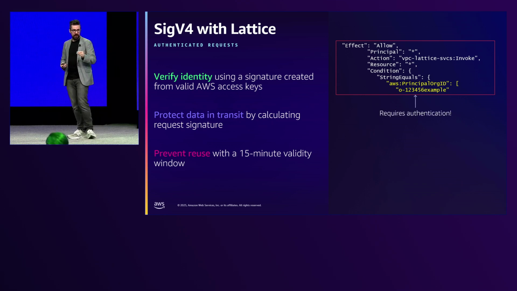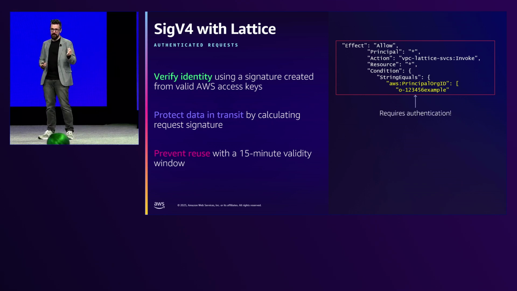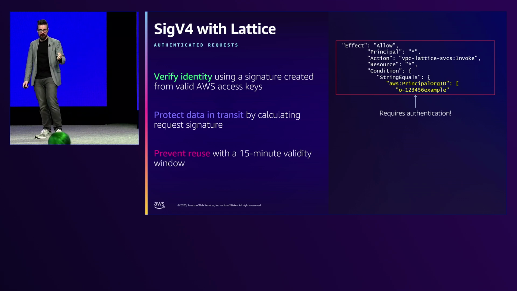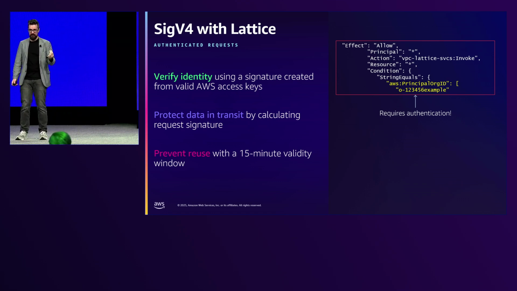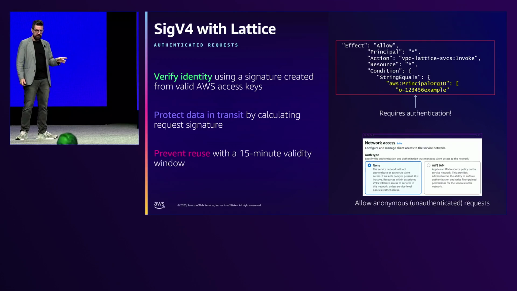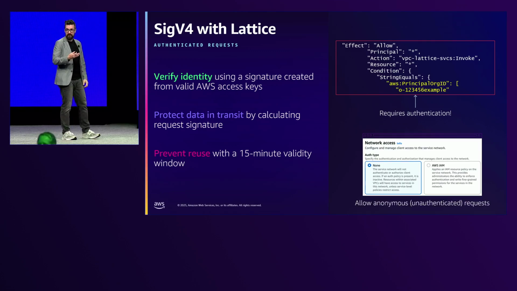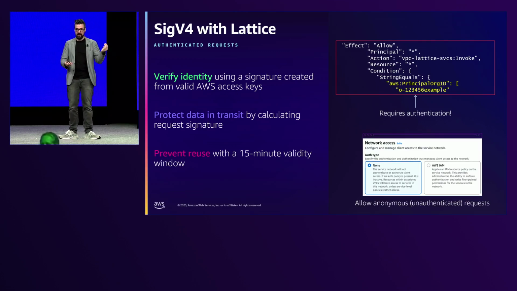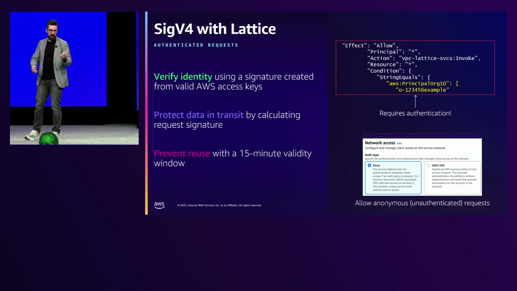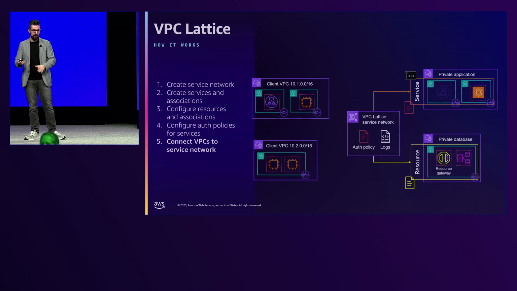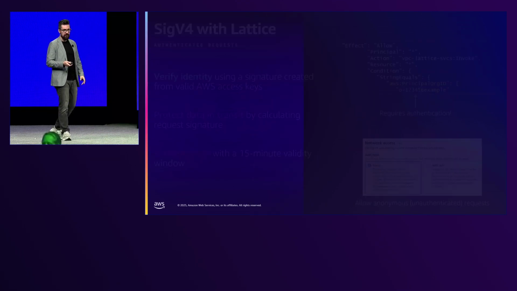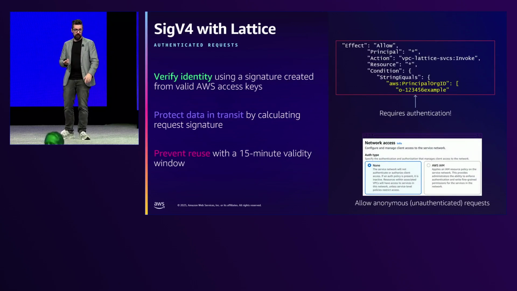Now, if we want to do something like that with this, we will require authentication here because in this particular policy, we won't have that org ID information unless we're using SigV4. Alternatively, we could allow anonymous or unauthenticated requests, and we can define that at the service network level, whether we're saying we want AWS IAM to be required or we want to have anonymous requests allowed as well.